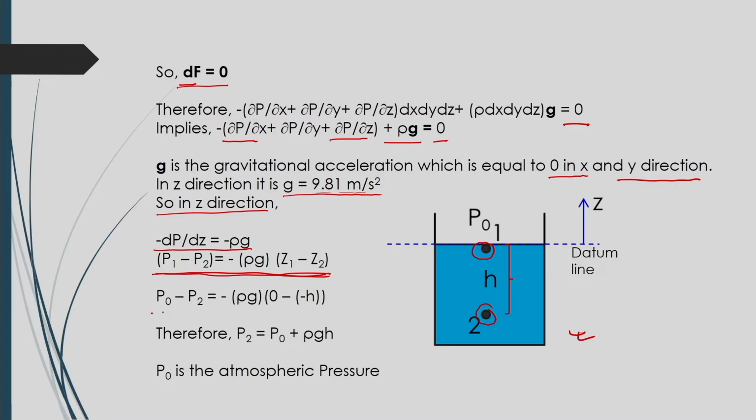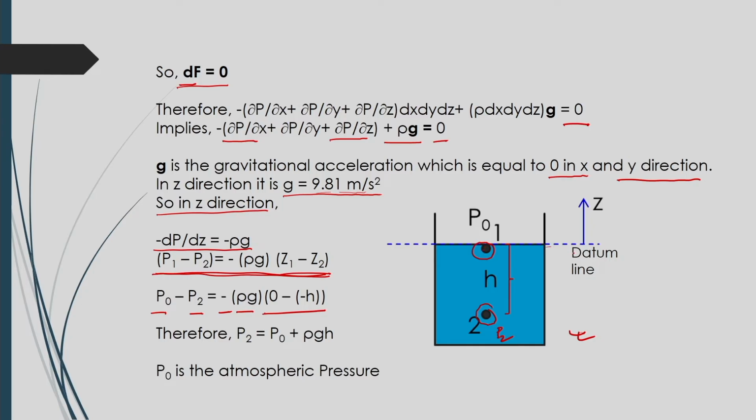and based on this you can express it by this equation as P0 minus P2, because at point 1 the pressure is P0, the atmospheric pressure, and at point 2 the pressure is P2. So, we can write P0 minus P2 will be equal to minus rho g into (z1 minus z2), since we are considering that the datum line is at point 1.